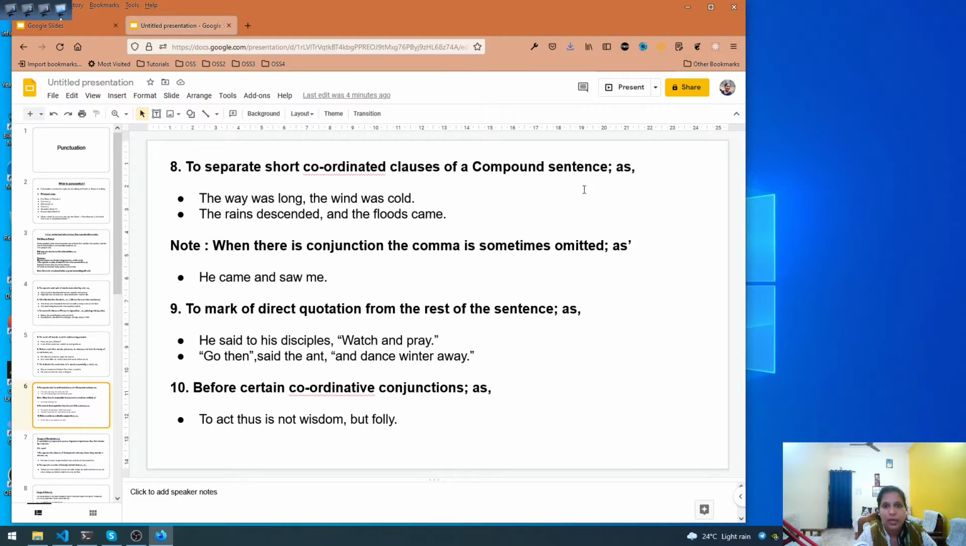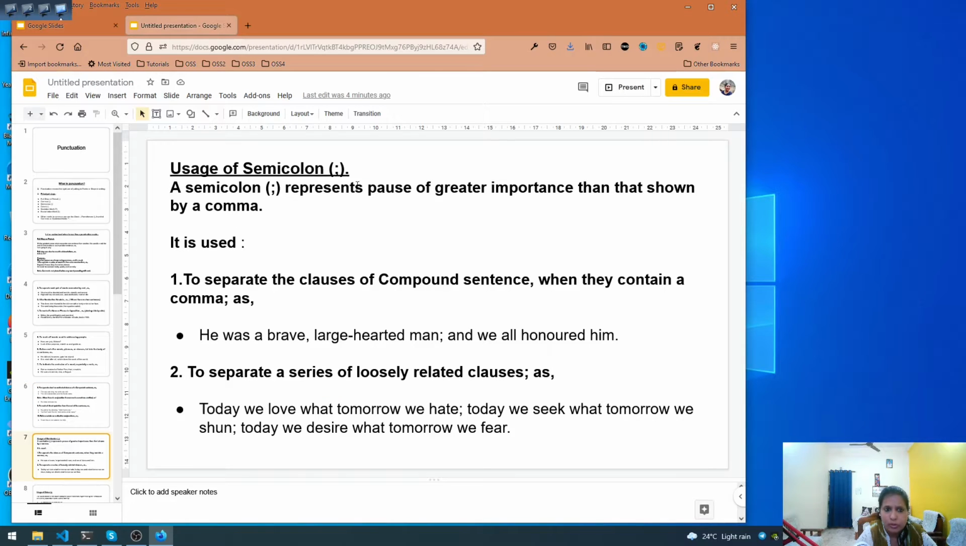Again, to mark off direct quotation, there are various sentences in which we use quotations. At that point also we use commas to separate the quotation from the sentence. Also before certain coordinative conjunctions like but and, in that case also we use commas. So in today's class we are going to see the usage of other punctuation marks.